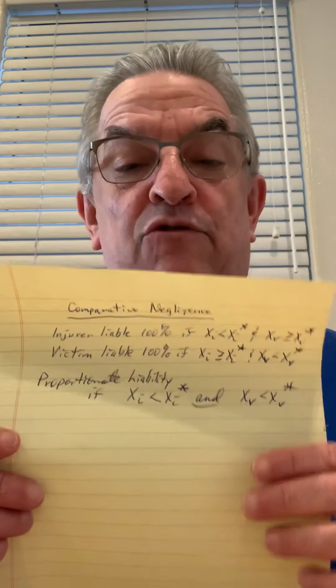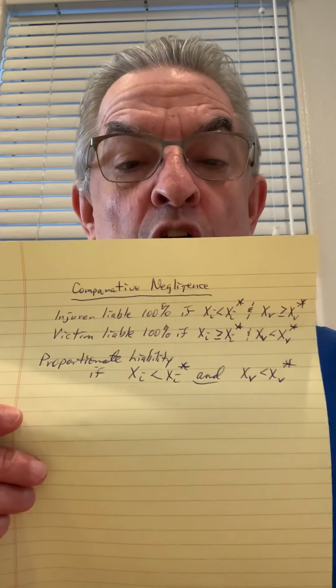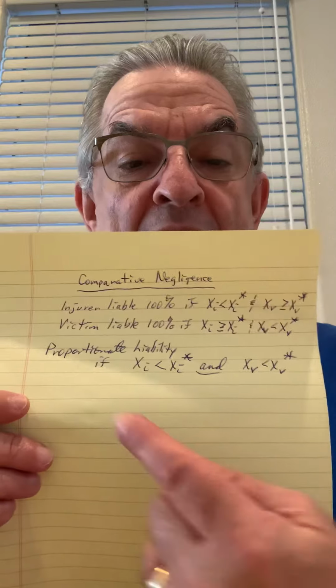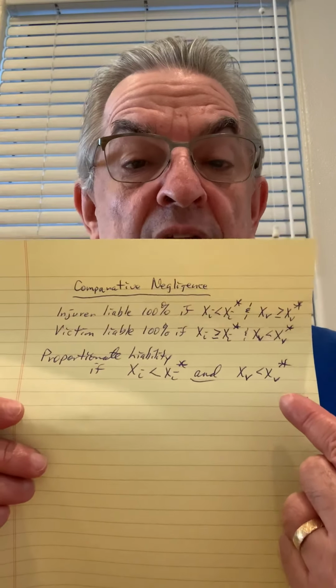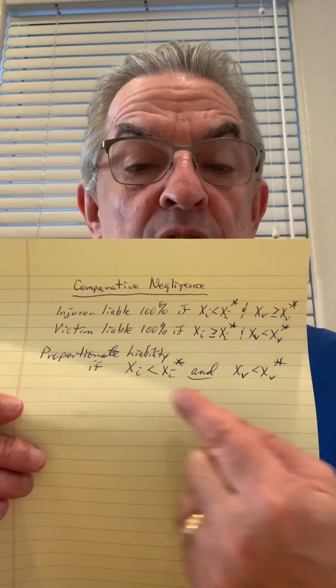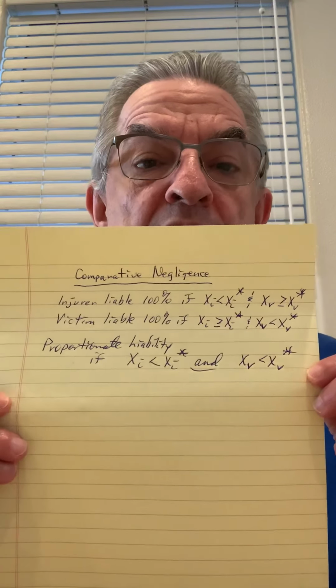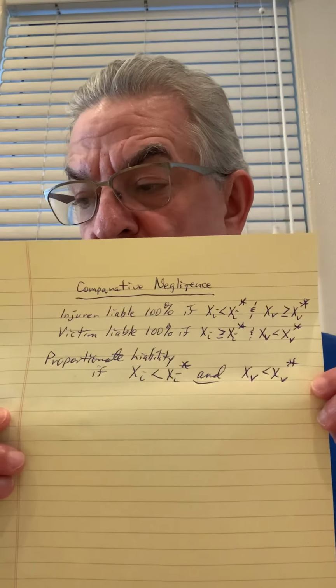But then we get to the interesting one, and that's going to be the bottom line here, and that is proportionate liability. What if neither party took sufficient precaution? So XI is less than XI star, and XV is also less than XV star. That's important here, because now you've got neither party that's pure in this situation. So what do you do in this situation? This is a situation that comes up a lot.